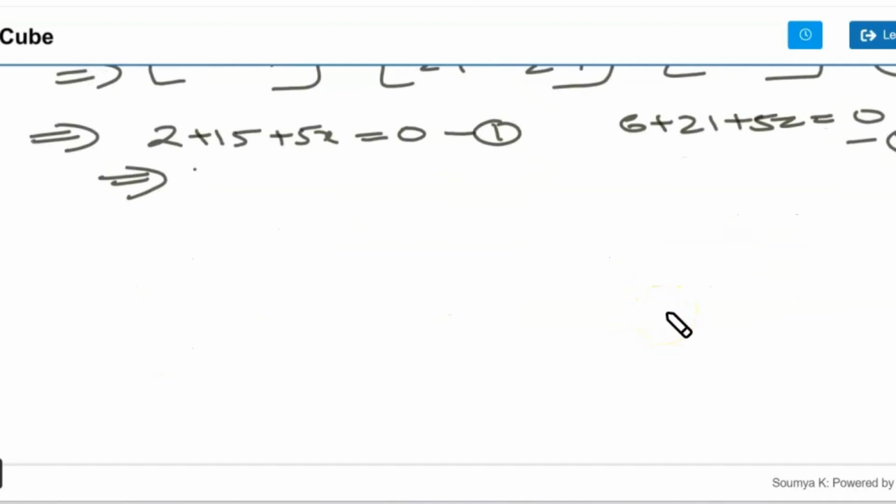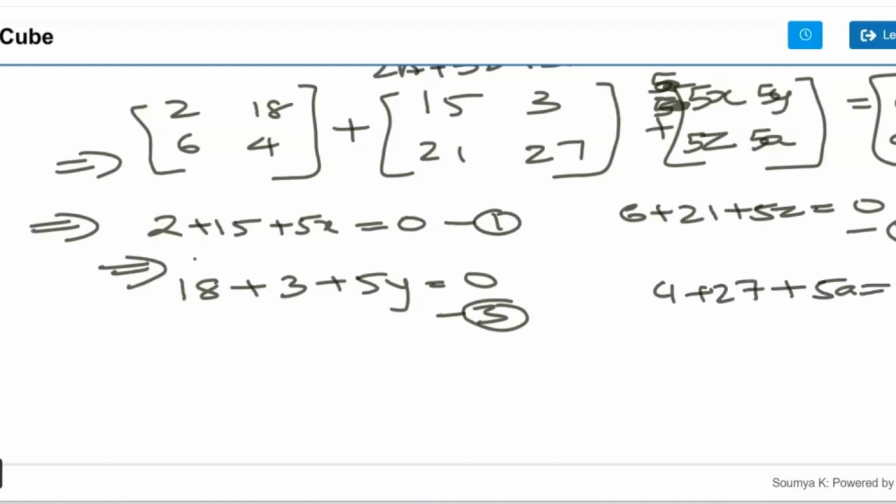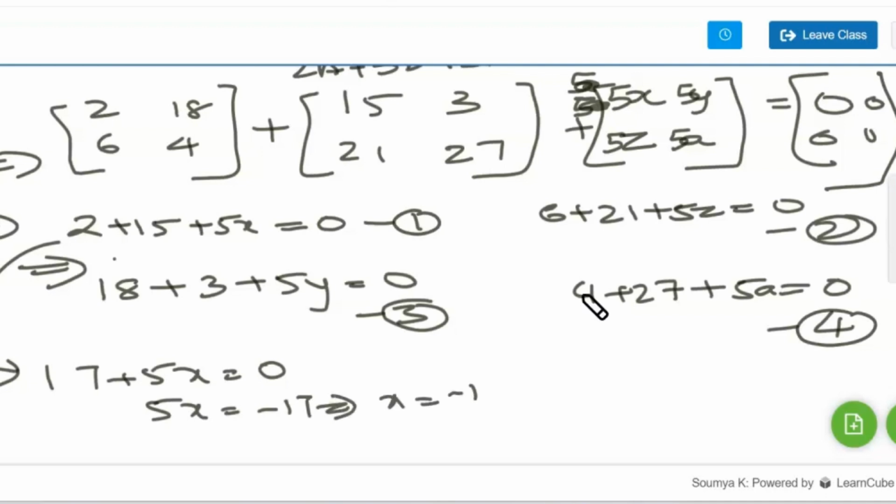Similarly, the third equation for y and a. So let's write it down. 18 plus 3 plus 5y equal to 0, and this is the third equation. 4 plus 27 plus 5a is equal to 0. These are the four equations. Now let's solve one for you. So 17 plus 5x gives you 0. 5x equal to -17, which implies x equal to -17 by 5. So you got the solution of x as -17 by 5.